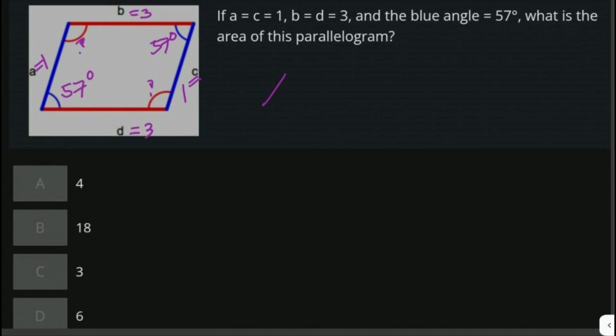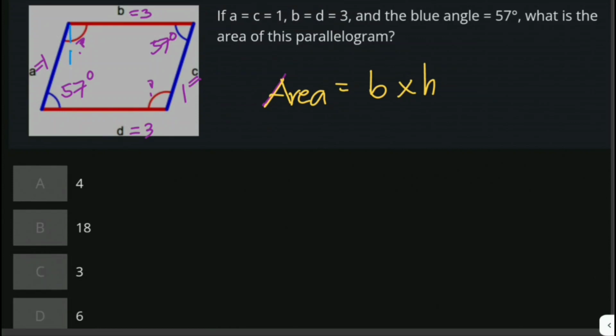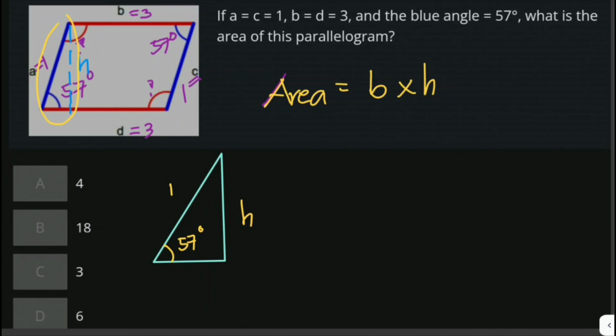Now to solve for the area, we can use this formula. Area equals base times height. But we don't have the value of our height here. Let's say this is our height. That forms a right triangle. So we need to find the height. If we expand this right triangle, then it would look like this.